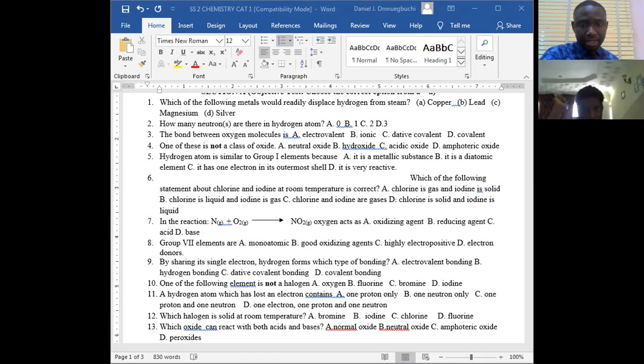Okay, the answer is chlorine is actually a gas. Chlorine is a gas at room temperature. Iodine is solid at room temperature. Number seven.